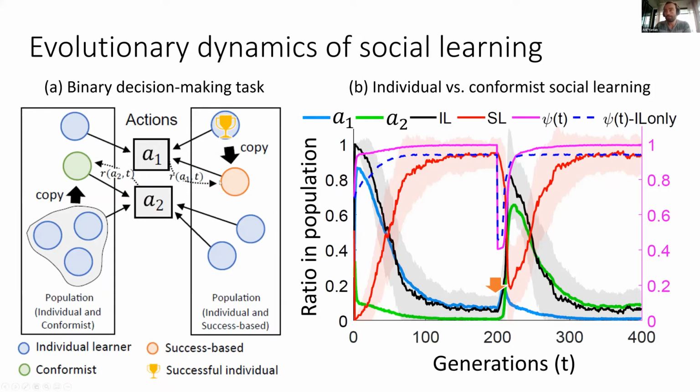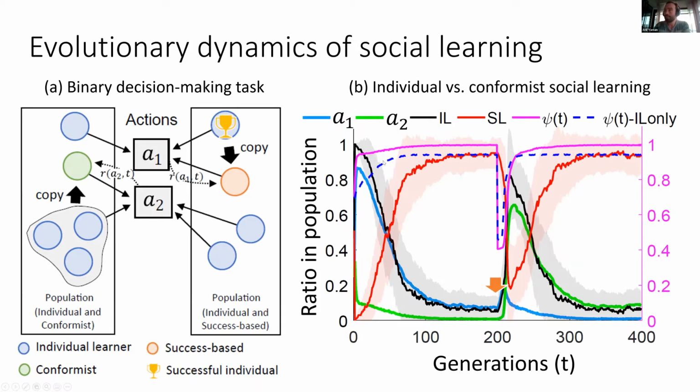And yes, here it's a bit complicated. Too much information perhaps, but we can just focus on two lines, red and black. This is showing the ratio in the population. How many individuals are individual learners? How many individuals are social learners? And social learners correspond to, in this case, conformist social learners, since we are looking at individual versus conformist.